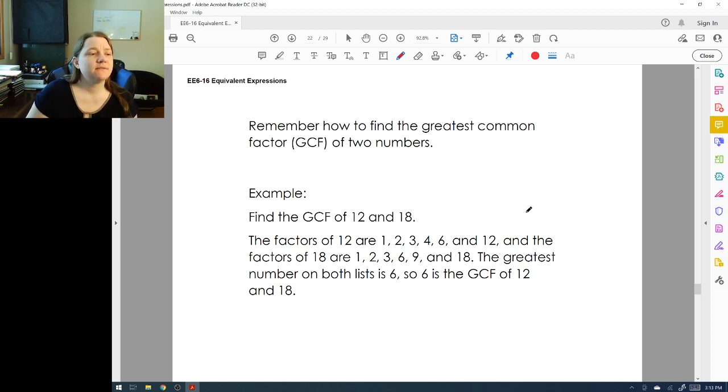Finding the GCF can be helpful, finding the biggest number that goes into both of the numbers. So the GCF, the biggest number that multiplies into 12 and 18, would be 6, so that would be the biggest number that you'd be able to pull out.